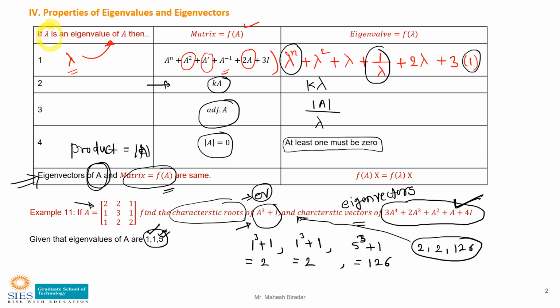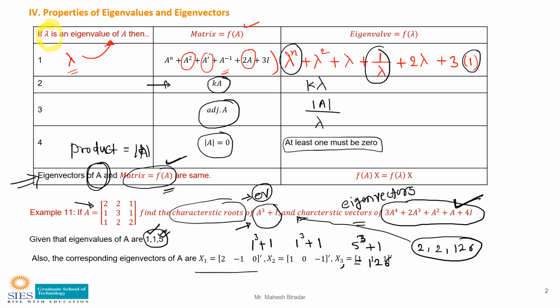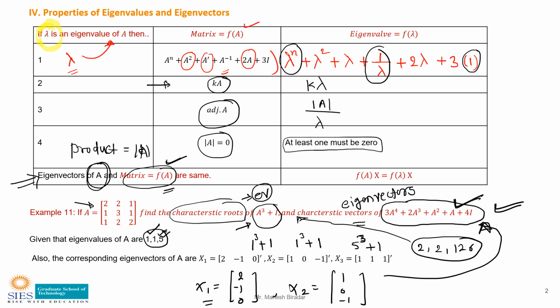Now, what is asked here? Characteristic vectors means eigenvectors of this polynomial in A, right? But we have the result that the eigenvectors of A and f of A both are same. Here they have given in this example, these are eigenvectors of A, right? So if the eigenvectors of A are -2, -1 and 0, then the eigenvector of this polynomial is also, first eigenvector is this, right? Then the second eigenvector is 1, 0, -1. This is the second eigenvector associated with this. And the third eigenvector is 1, 1, 1, right?